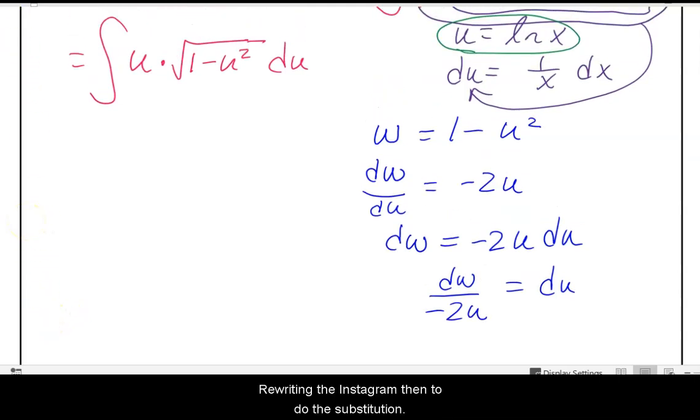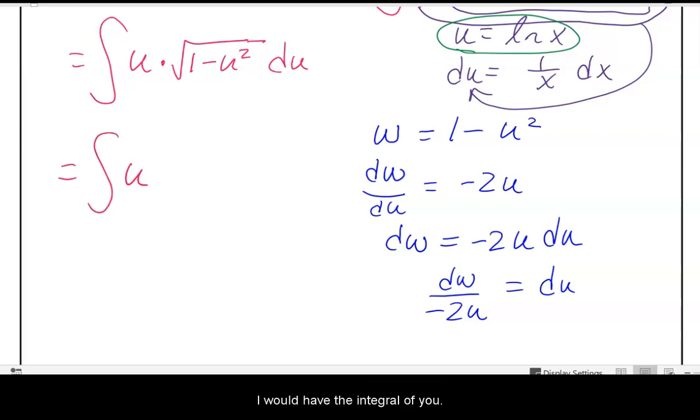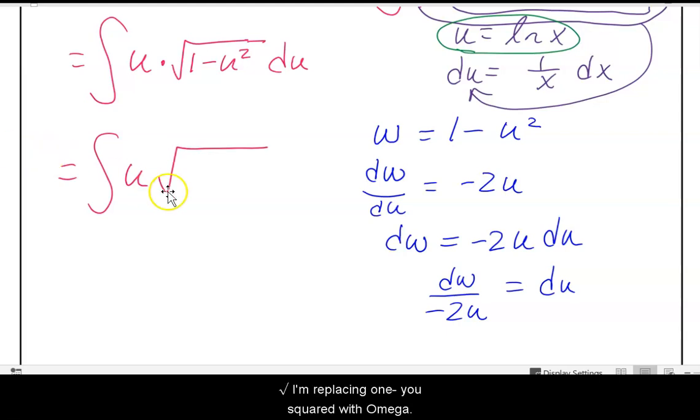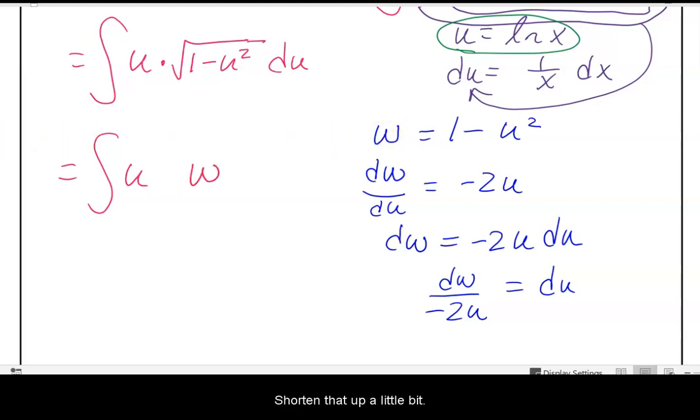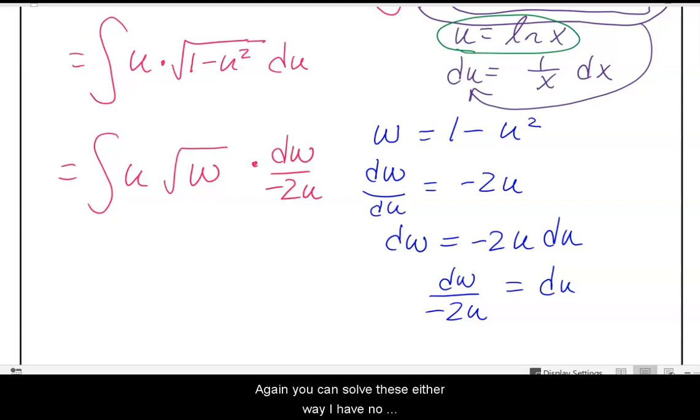Rewriting the integrand then, to do the substitutions, I would have the integral of u square root of, I'm replacing 1 minus u squared with omega underneath the square root. Let me shorten that up a little bit. And then on the outside, I'm going to replace the differential du with d omega divided by negative 2u. Again, you can solve these either way. I have no preference. Use the way that makes the most sense to you and the one in which you make the fewest careless mistakes.